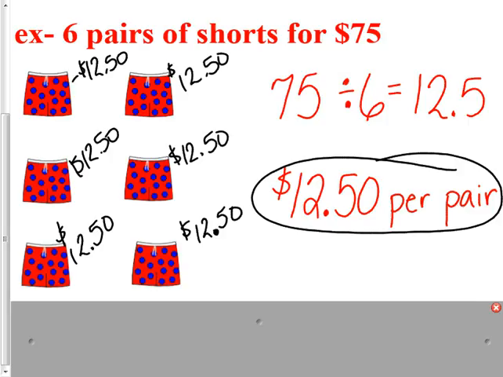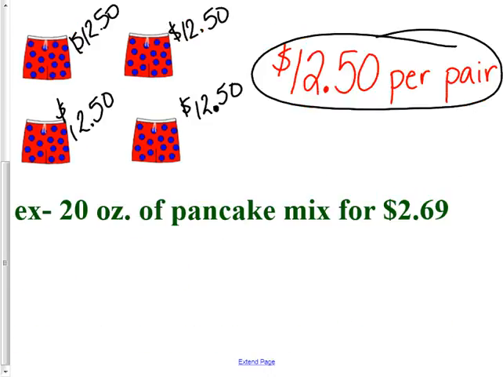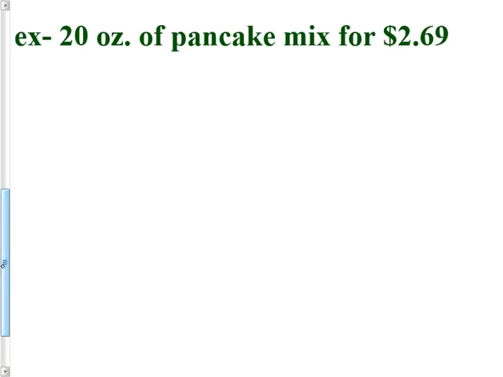Where we often see this used is in the grocery store. So, for example, if I can buy 20 ounces of pancake mix for $2.69, I might want to know the cost per ounce. So I can take the total cost, which is $2.69, and divide it by 20. I don't want the cost for 20 ounces. I want the cost for 1 ounce. So $2.69 divided by 20 gives me this answer.